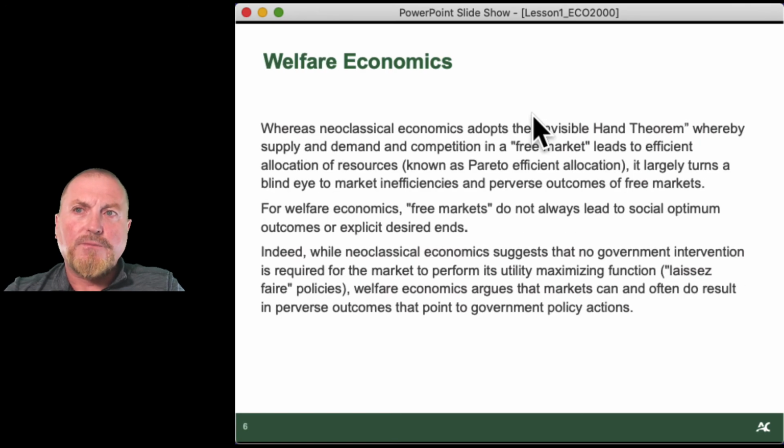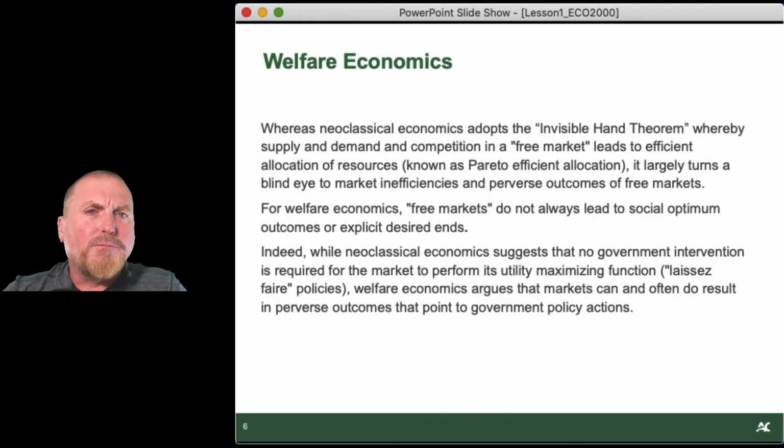Then in contrast, feeding off the limitations of neoclassical economics, is another school of thought called welfare economics, okay? So whereas neoclassical economics adopts the invisible hand theorem, whereby supply and demand and competition in a free market leads to efficient allocation of resources, it largely turns a blind eye to market inefficiencies and perverse outcomes of free markets. Okay? For welfare economics, by contrast, free markets do not always lead to social optimum outcomes or explicit desired ends.